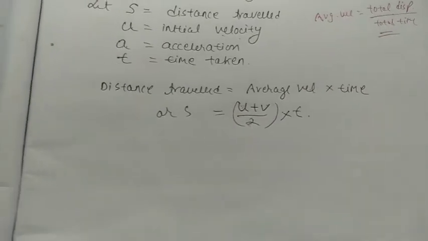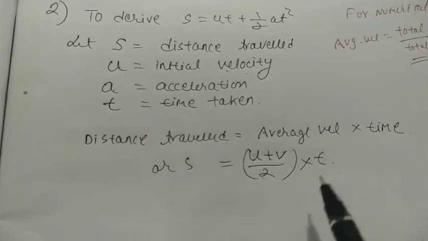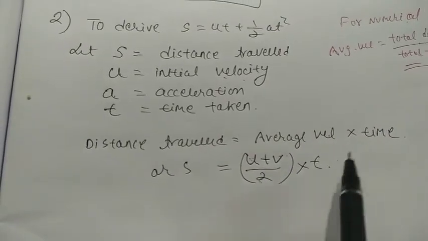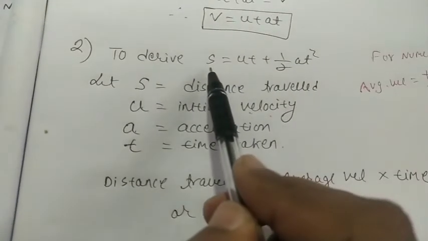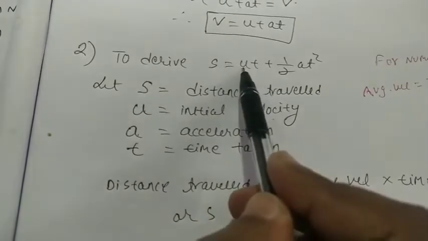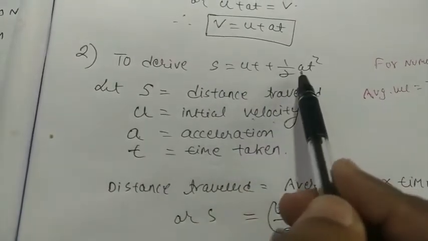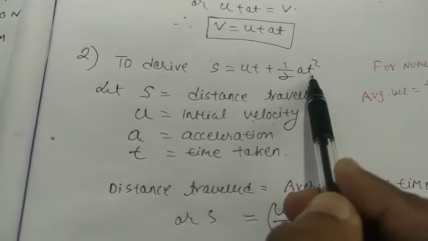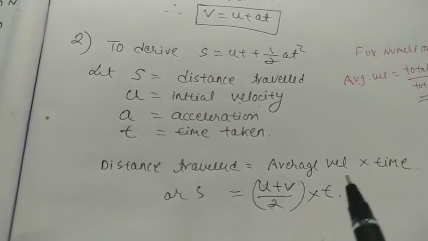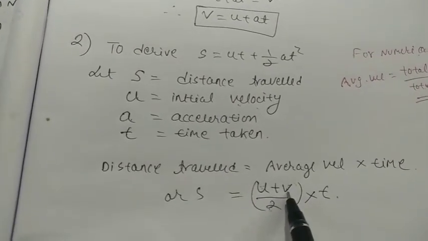Don't forget this. For numerical, total displacement by total time; while deriving, average velocity will be u plus v by 2. Now we have come to the important point. We have reached s equals u plus v by 2 into t. Now look at the formula which we have to derive, the equation of motion. s is there, u is there, t is there, half is a constant, a is acceleration, t. But here we have v. So v is extra here. We will try to replace this v.